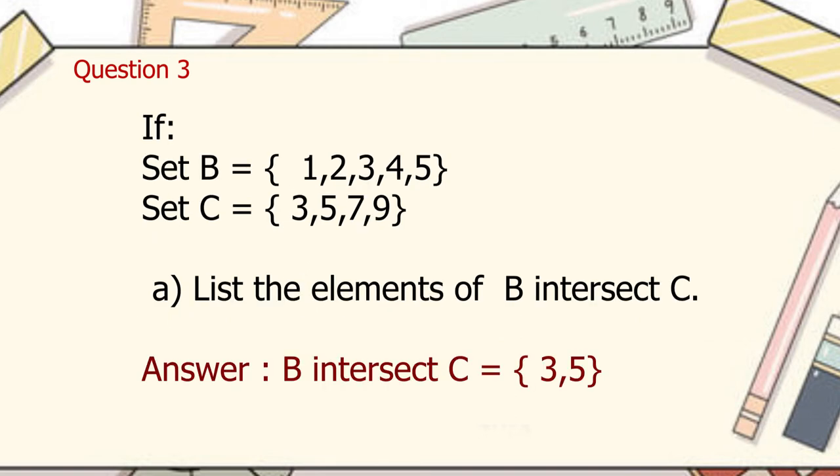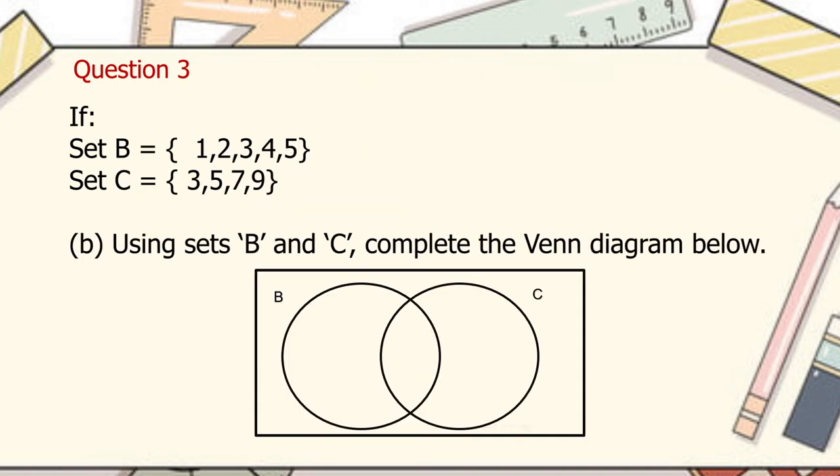Your answer should be B intersect C equals 3 and 5. The elements 3 and 5 are found in both set B and C. Next question. Using sets B and C, complete the Venn diagram below.